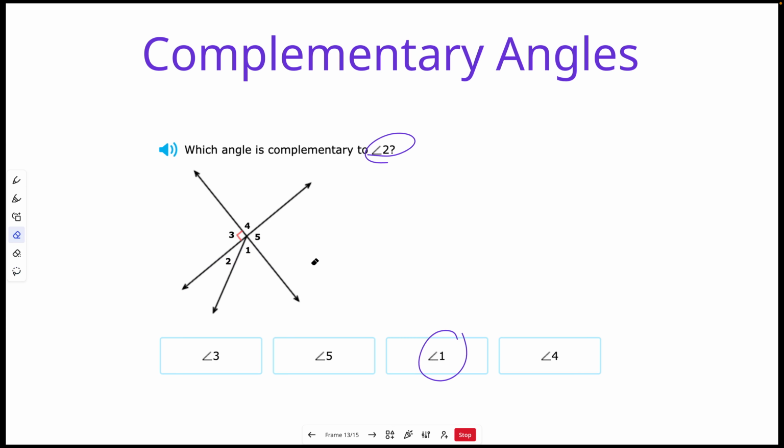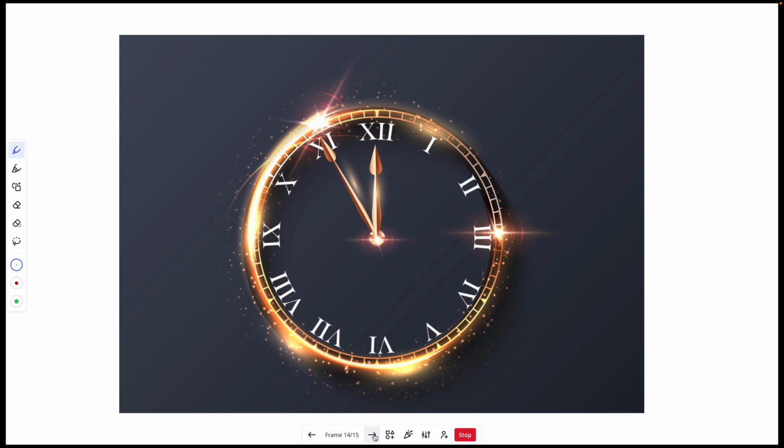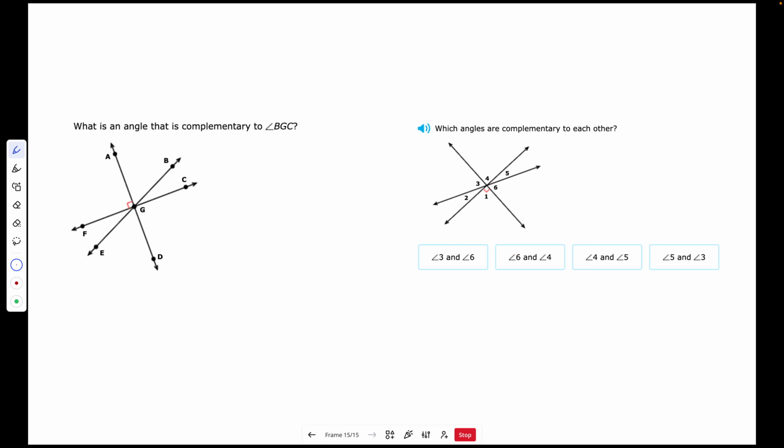Okay, so let's look at the drawing from the beginning, right? Angle 1 and angle 2 combined give me 90 degrees. All right, time to practice. Go ahead and pause the video, try these two on your own. When you're ready, unpause and we'll check your answers.